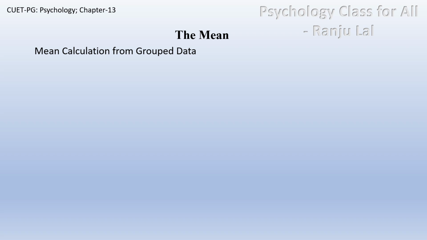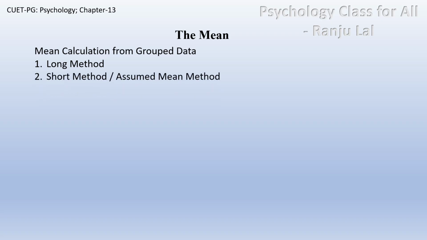There are two ways to calculate mean from grouped data. First is called the long method and the second is called the short method or assumed mean method. So, mean calculation with the long method and mean calculation with the short method. At first we will learn the long method of mean calculation step by step.